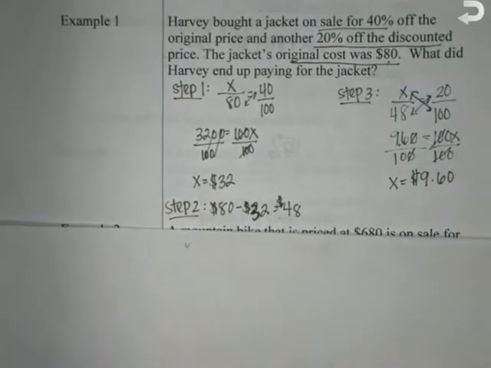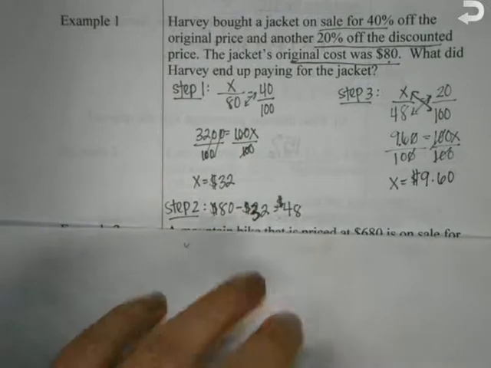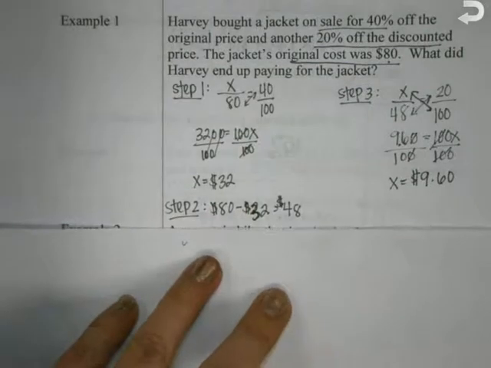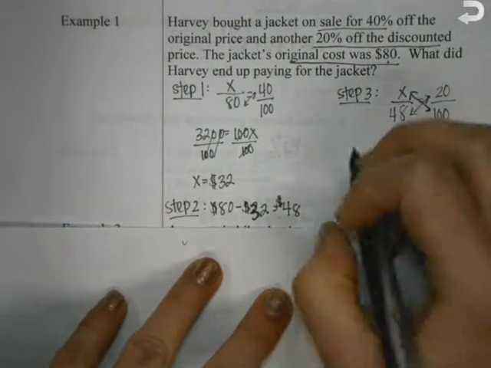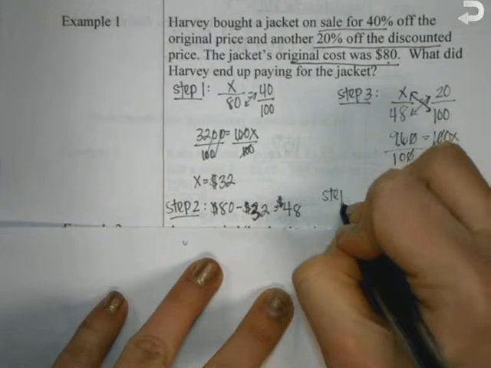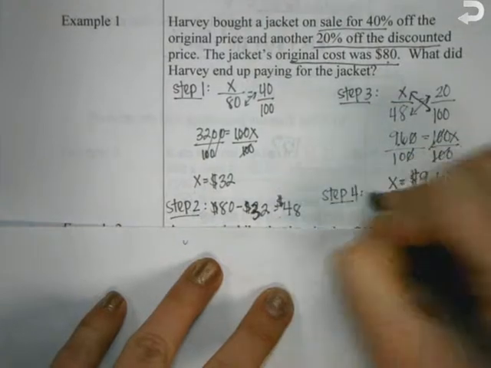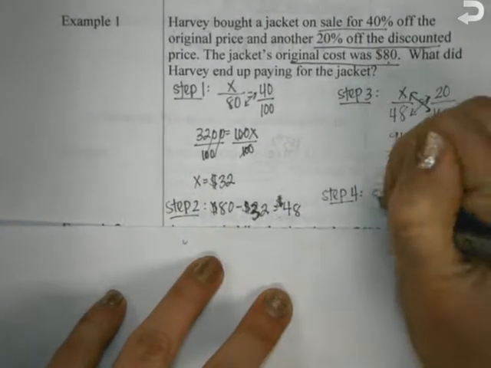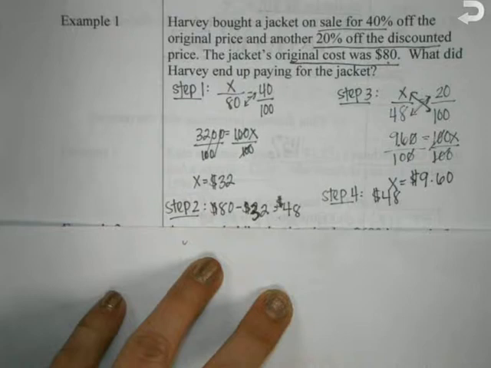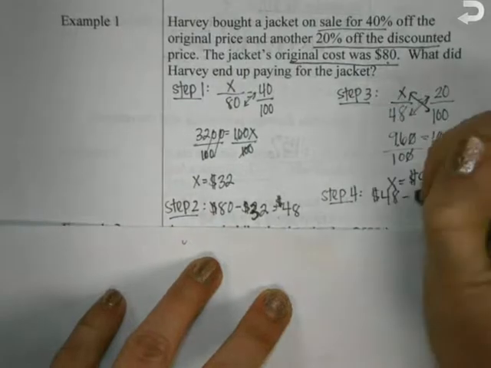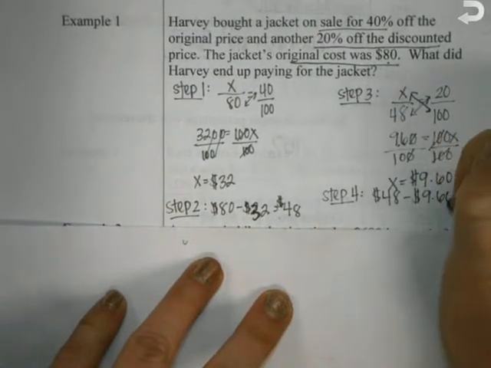Okay. So then step 4 was what? Subtract. Subtract again. So we take 48, the discounted price, minus $9.60. So what does that give me?